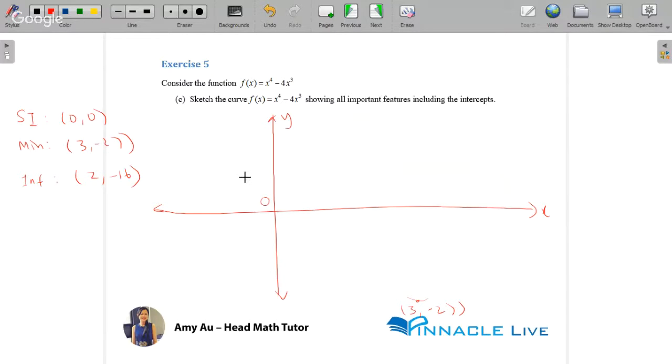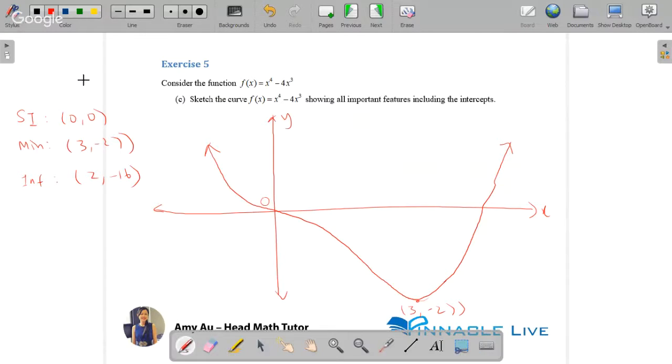If you think about it, inflection can only go one of the two ways. It's either like that or like that. Obviously, it can't be like that because you can't join it up with that point. So it has to be like this, and then going back up. All right, so that's more or less it. It's a little bit funky here. Let me just clean that up.